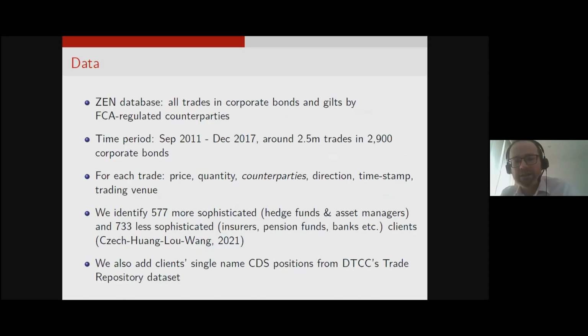In terms of the data, we're using the so-called Zen database, which covers virtually the universe of secondary market transactions in the UK government bond and corporate bond markets. Basically all clients who are FCA regulated, so regulated by the Financial Conduct Authority in the UK, have to report all the details of the given transaction to the FCA and then to the Bank of England. So that's why we have very good coverage of the market.